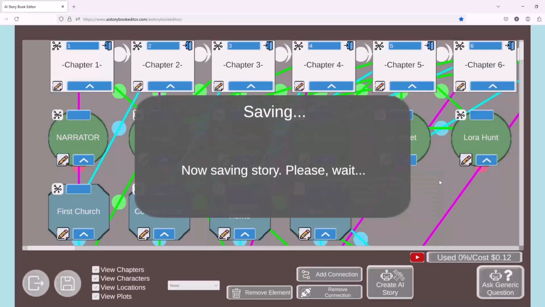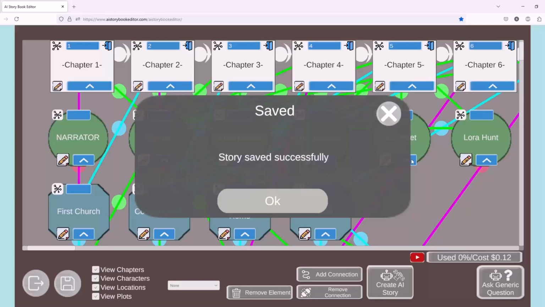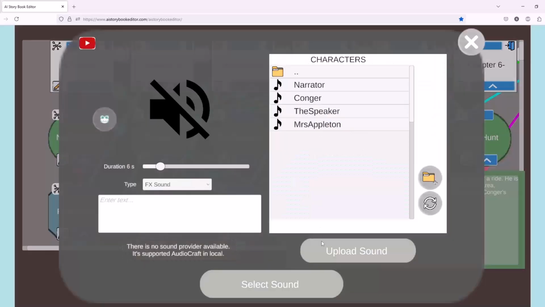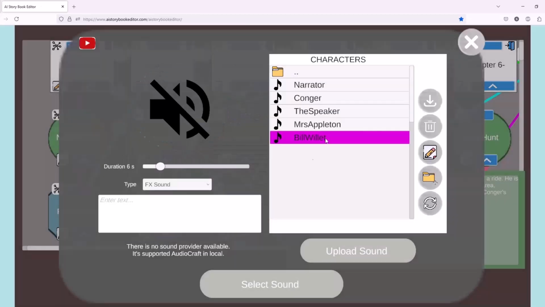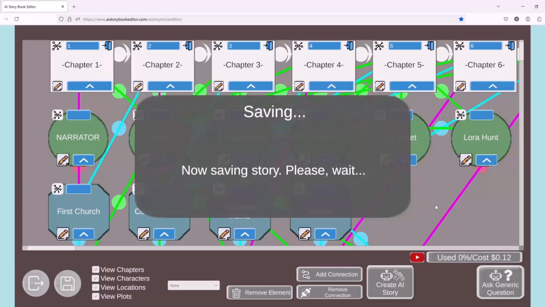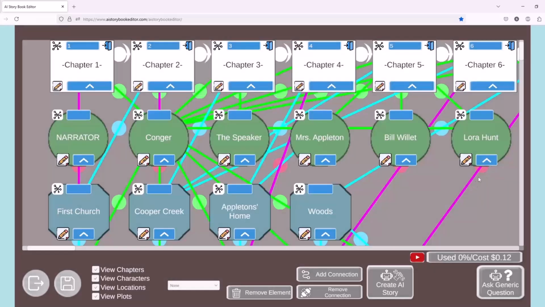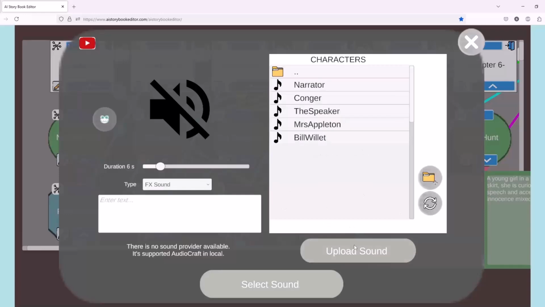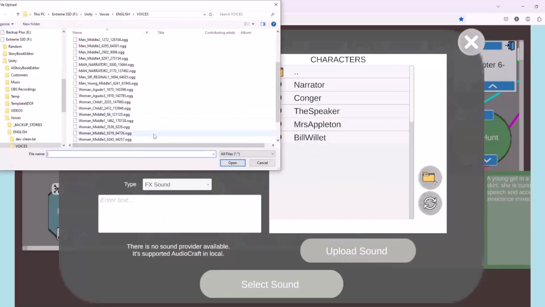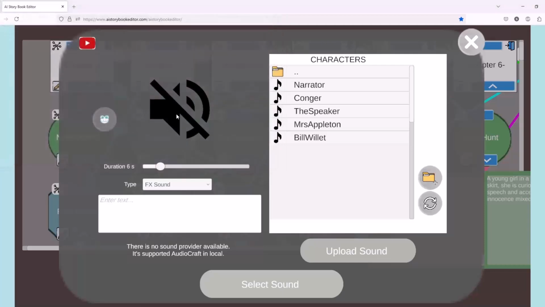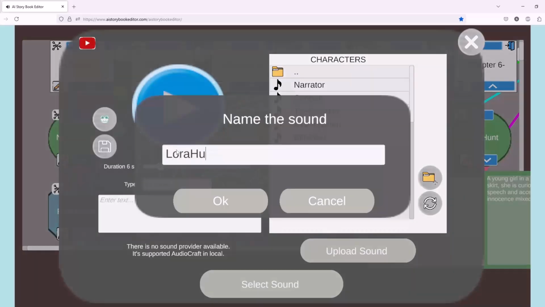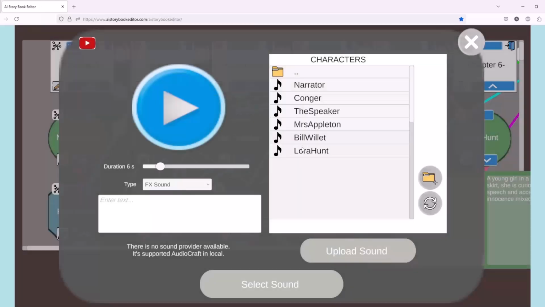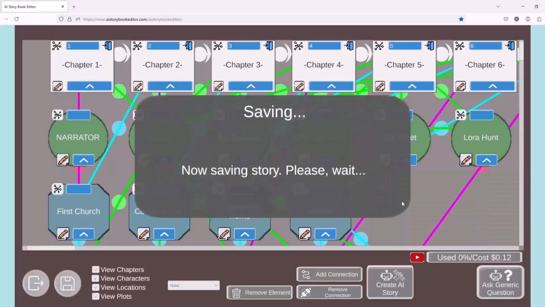Complete the assignation. Let's go with Bill Willett, that it's a young man. So maybe this one. Okay. Complete the assignation. Next, Laura Hunt, that it's a young woman that helps the protagonist. So let's go with this one. Okay, so Laura Hunt. Let's complete the assignation.